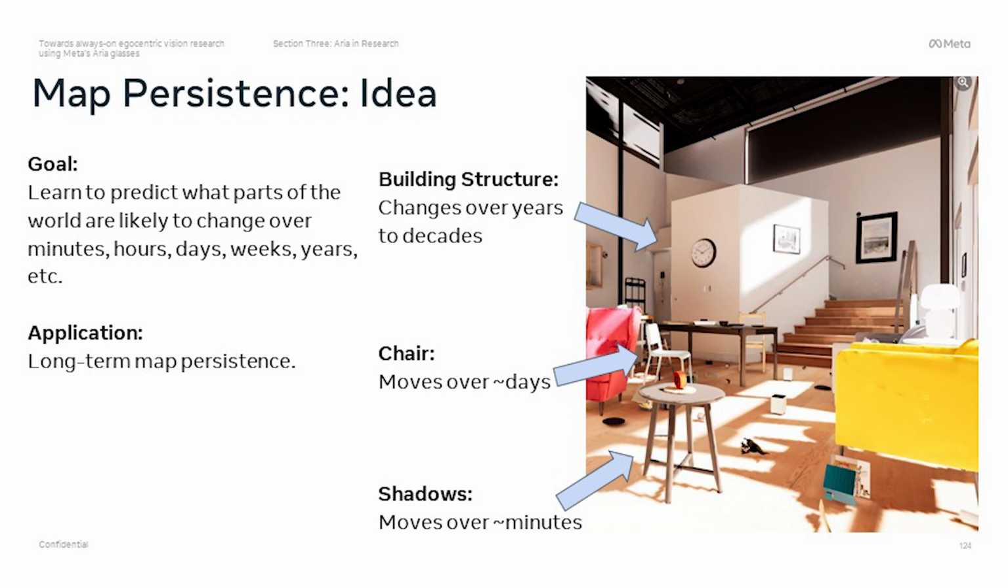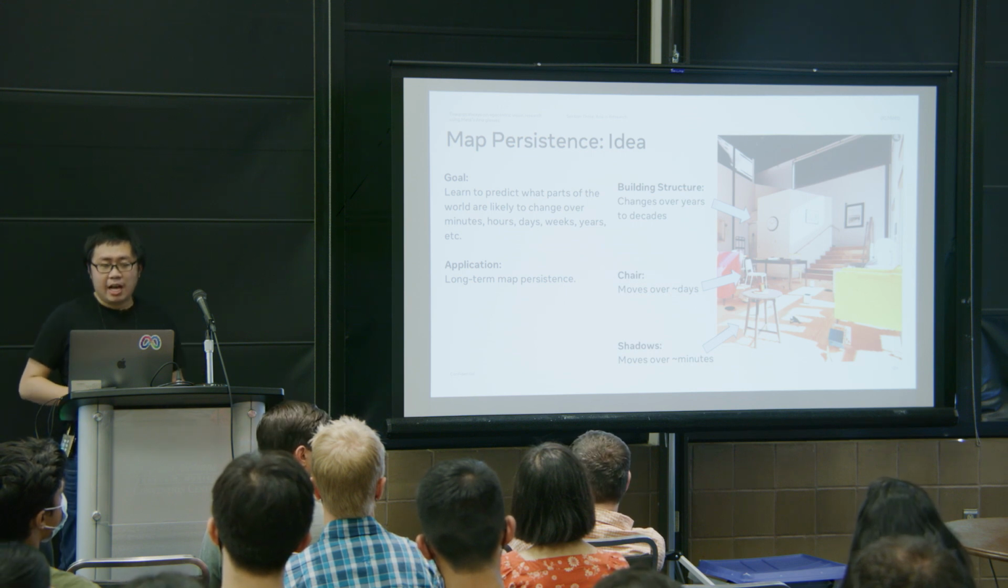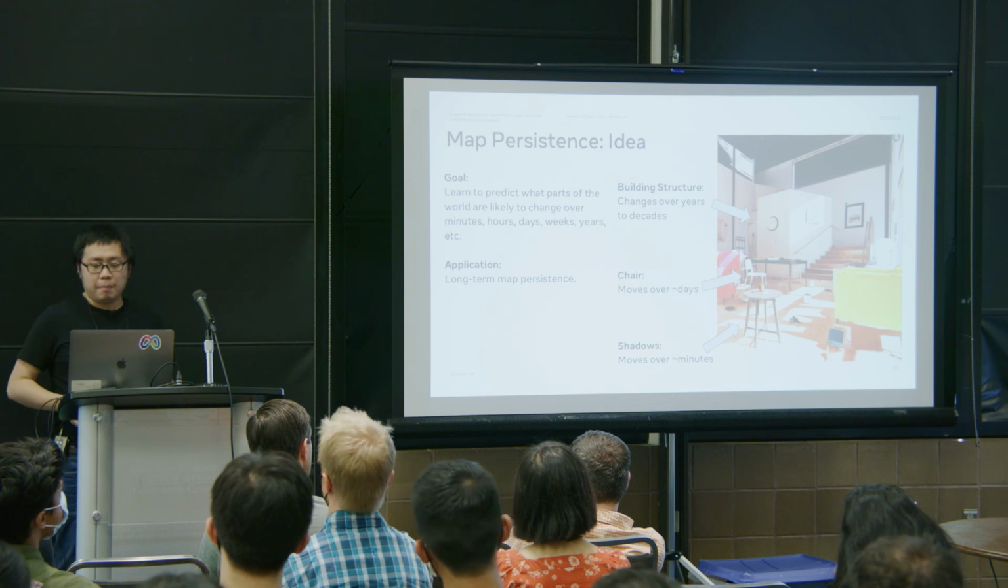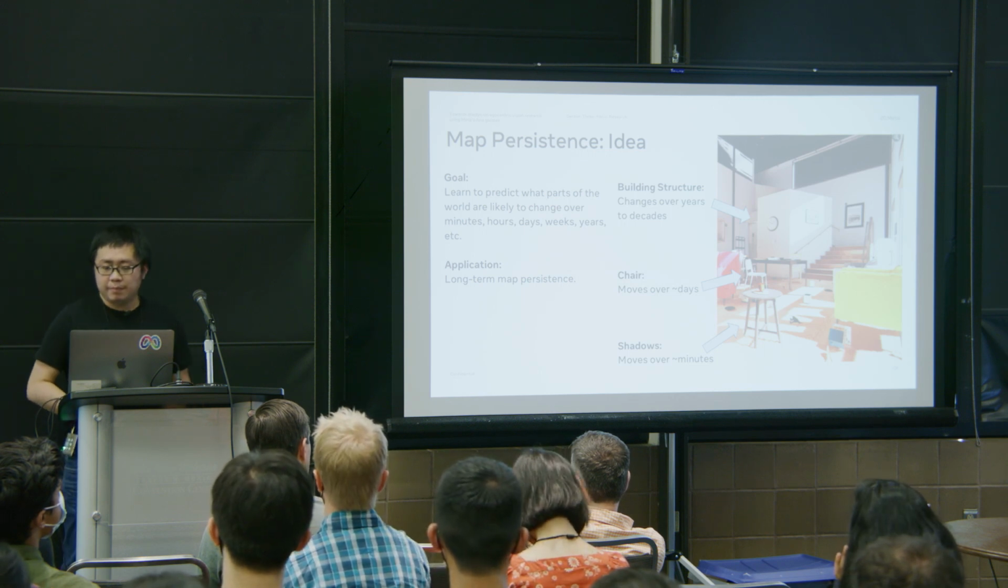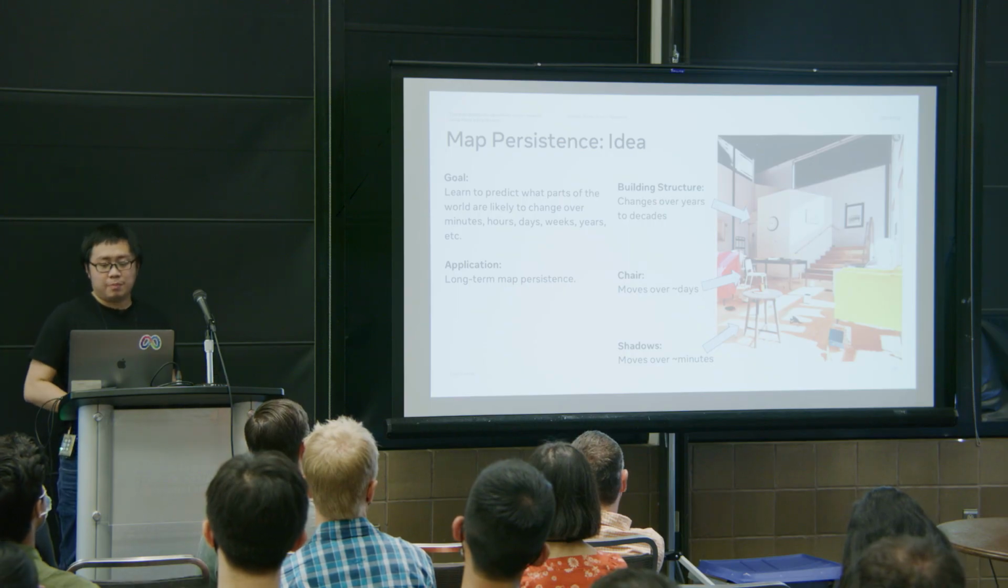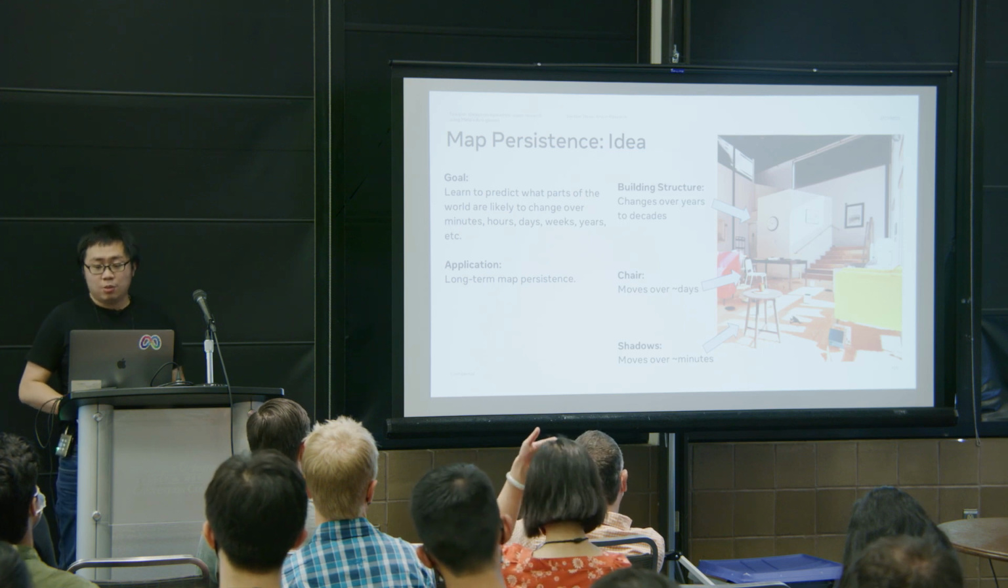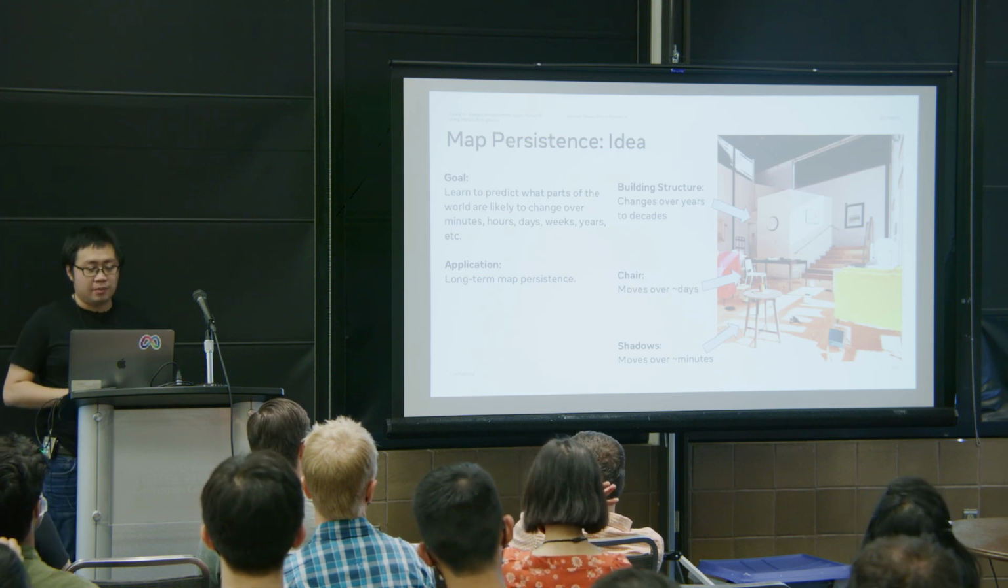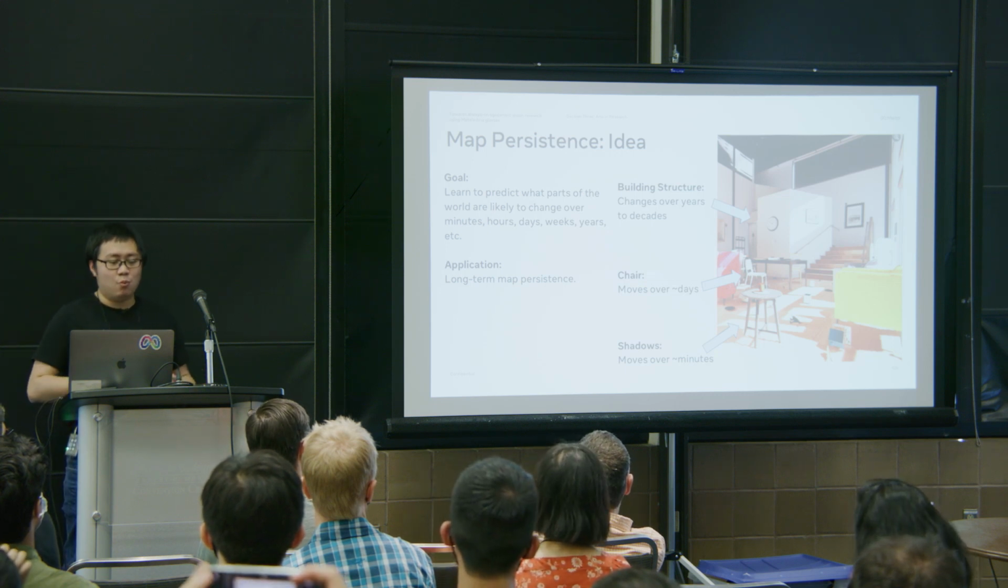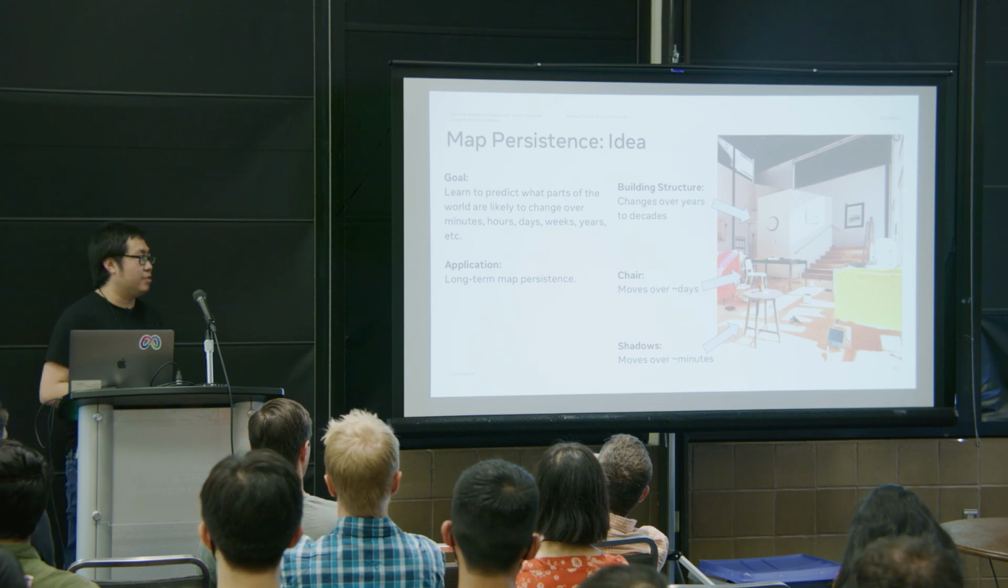Another common case I'm showing here is shadows, which in general stay there for less than minutes. Those temporary objects and textures are not useful for long-term localization because they disappear in a short amount of time. It makes sense to remove them from the map, but a better way to approach this is to not even put them in the map at the beginning. That's why we have the research on persistent prior learning, in which we want to identify those non-persistent objects and textures as early as possible, rather than waiting hours, days, or weeks and then removing the dead content from the map.